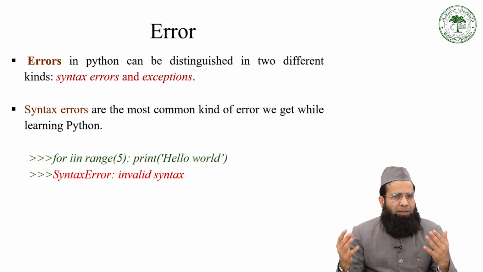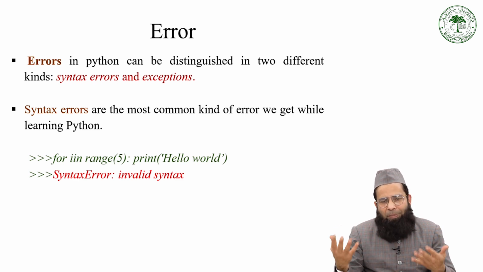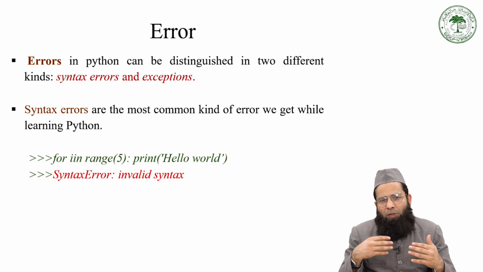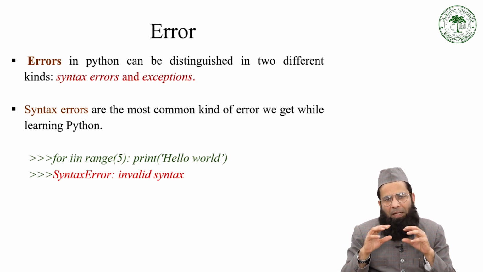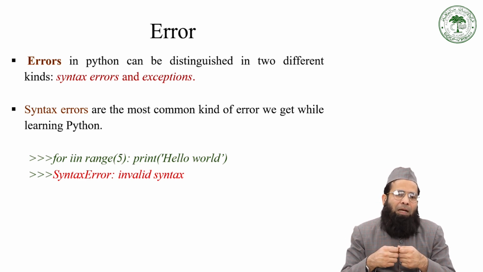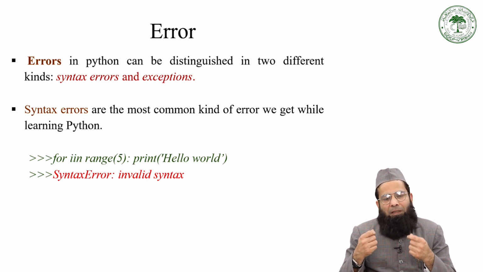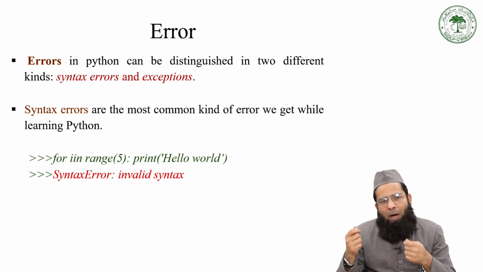So what are errors actually? When you are writing a program, let's say in Python or Java or C or any language, usually we face different types of errors. Errors in Python can be distinguished into two different kinds or categories. One is syntax error and the other one is exception. Syntax error is that type of error where the program is syntactically not correct.